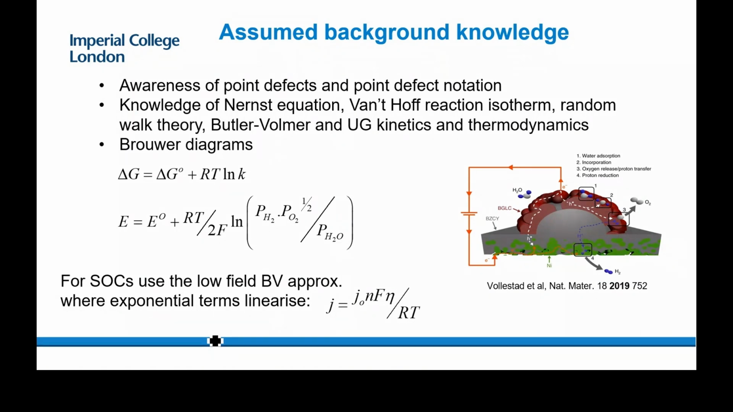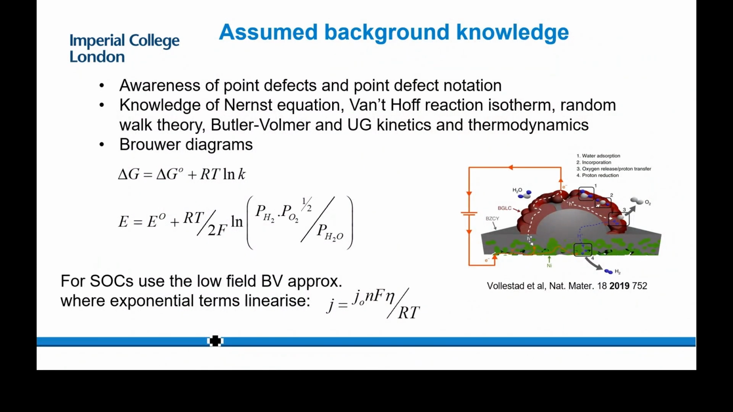Point defect notation is typically the Kroger-Vink notation, which allows us to create chemical equations using defects. Okay? We'll also assume, because you've done a couple of these courses already, and you've had some discussion with Jason and so on, and you've done your undergraduate courses, that you'll have an awareness of what the Nernst equation is, what the Van't Hoff reaction isotherm is, some random walk theory, some Butler-Volmer, and general kinetics and thermodynamics. So I'm not going to go over all of that because you should have an awareness of it.